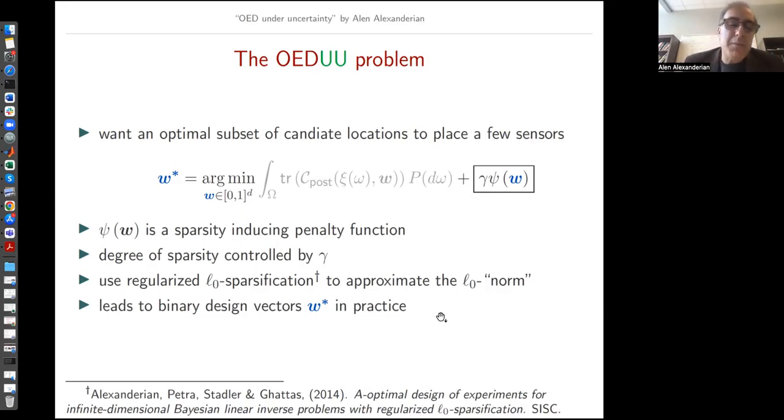There are different ways of doing sparsity control. I will not have time to discuss that particular aspect, but we use this technique that we came up with quite a few years ago at this point, where we solve a sequence of optimization problems with penalty functions that successively try to approximate the L0 norm. And in practice, we do get binary design vectors. So this is the optimization problem that we have to solve.